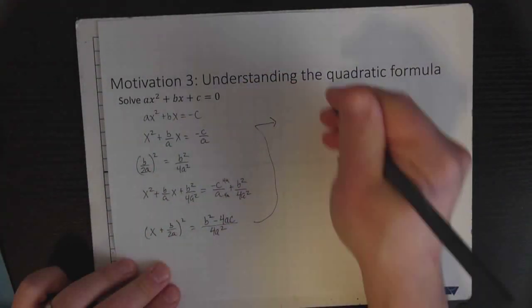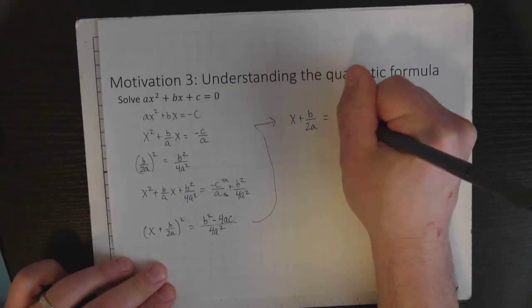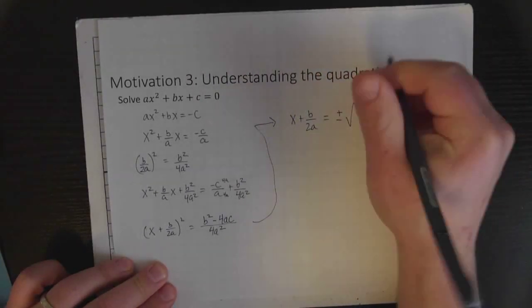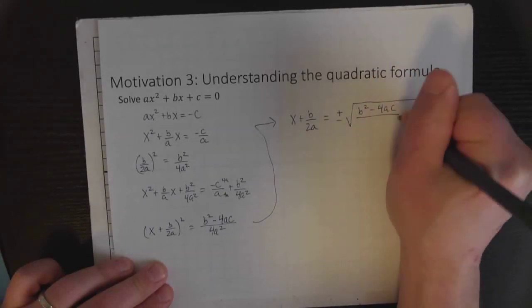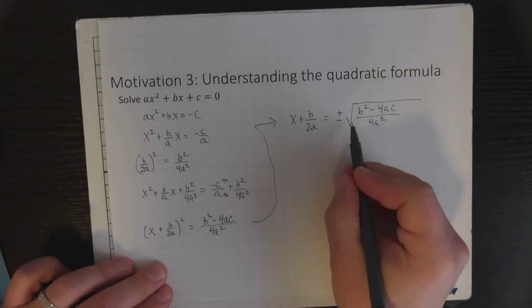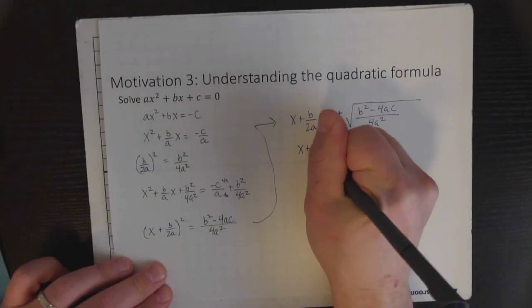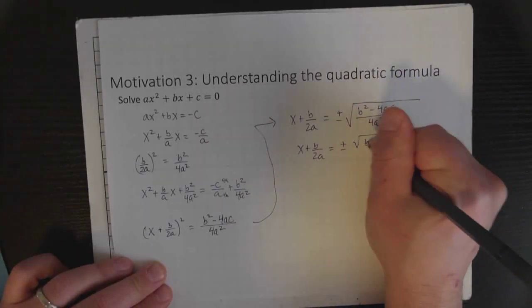Now we can take the square root of both sides. Don't forget the plus or minus. b squared minus 4ac all over 2a, all over 4a squared. Now the square root of 4a squared is just 2a.